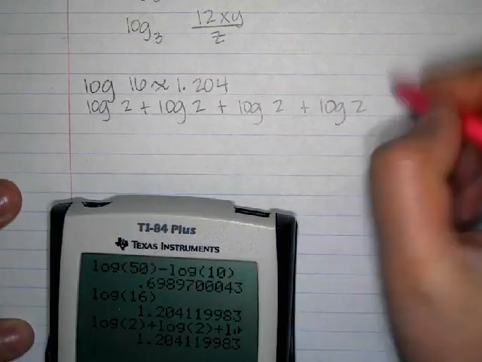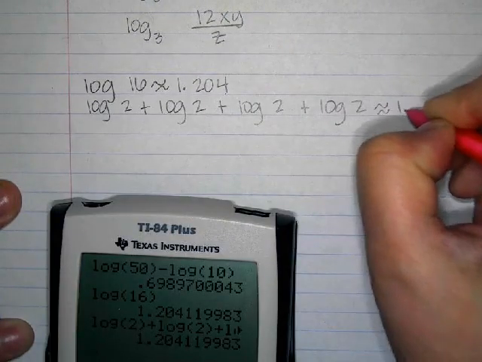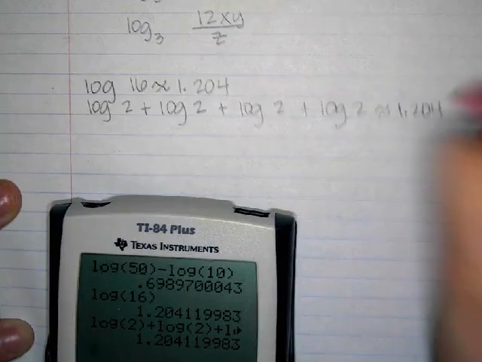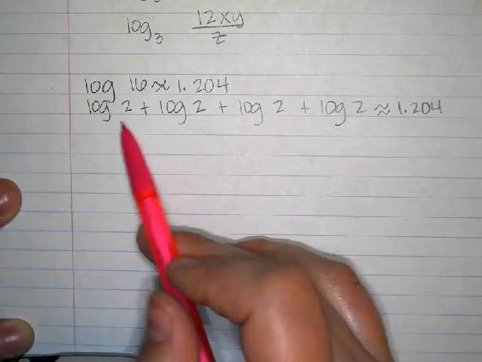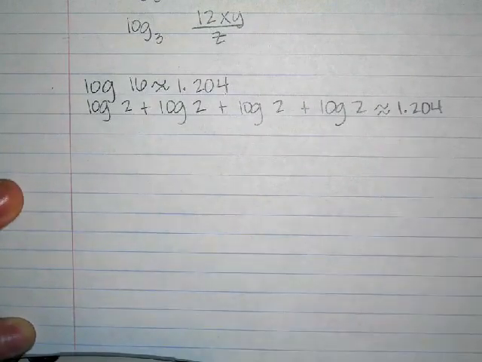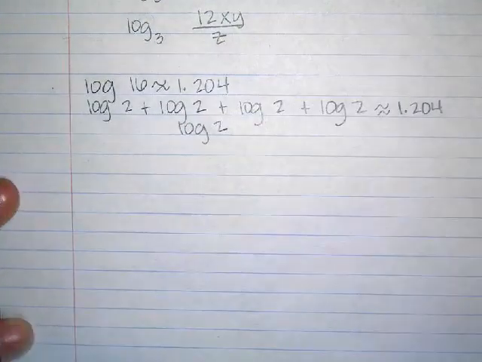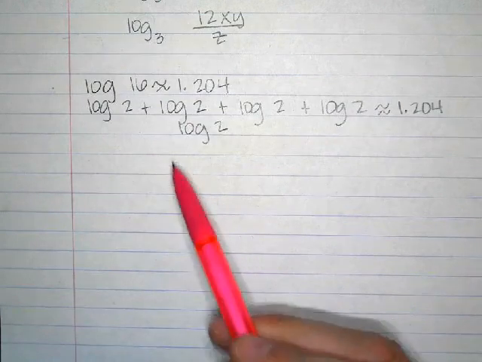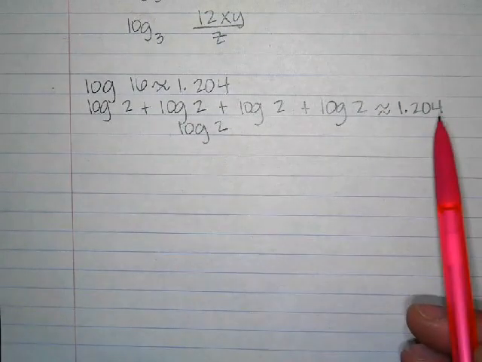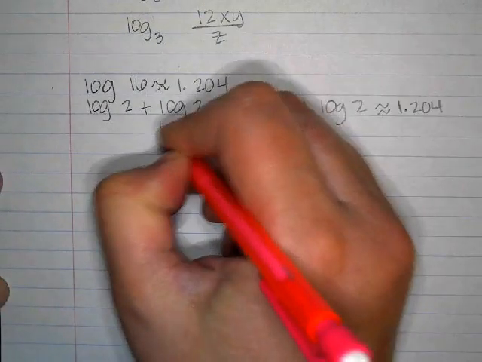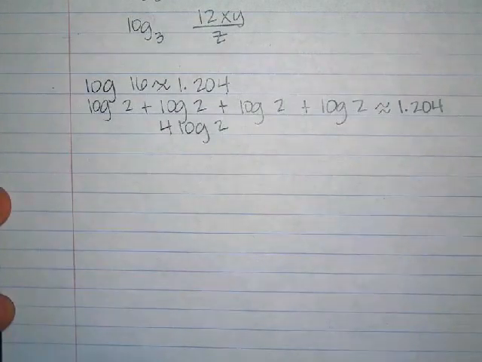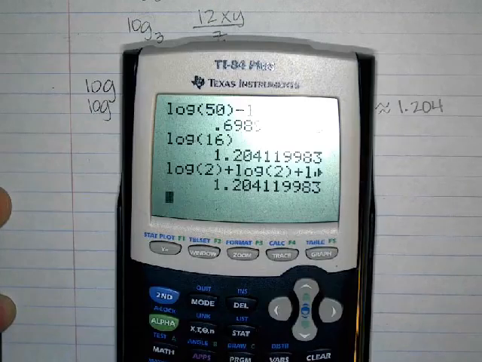Now, another way to write this same line would be to say that I have log 2, and how many times did I add that number together? 4 times. So I could say 4 multiplied by log 2. Would you agree with that? Yes. Okay. 4 multiplied by log 2, 1.204. Okay?